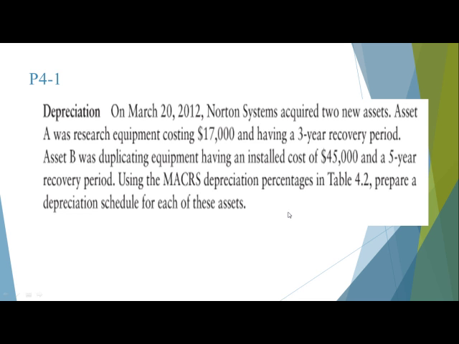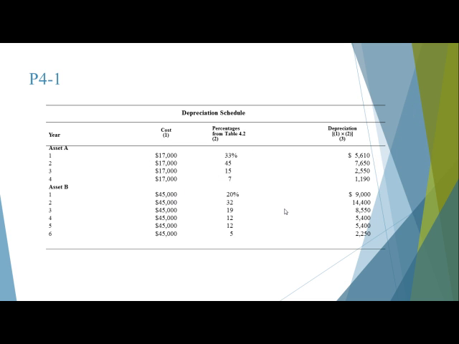Chapter 4, Problem number 1. In this problem, we have two assets. The life of asset A is 3 years, and the life of asset B is 5 years. For asset A, its initial cost is 17,000.